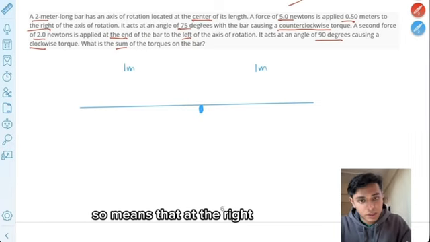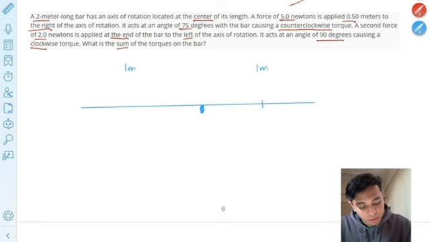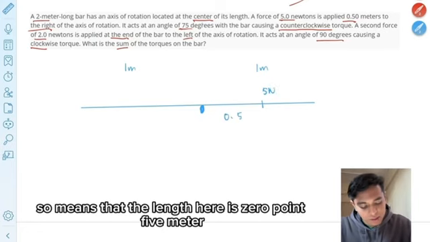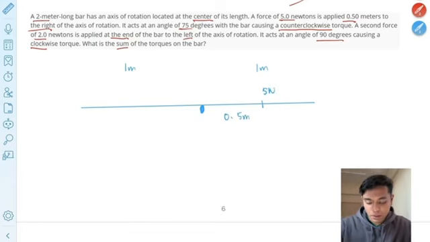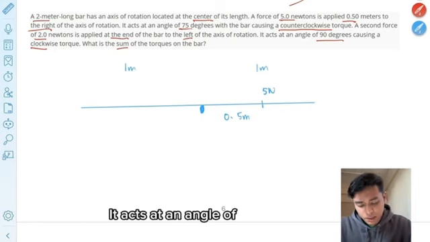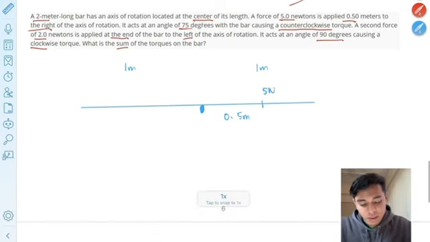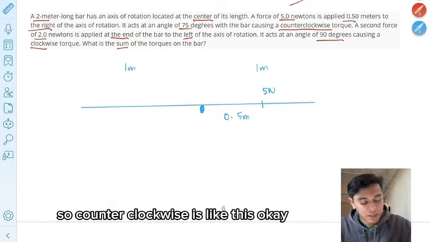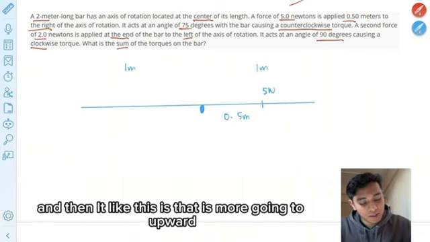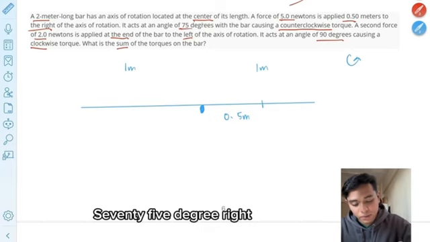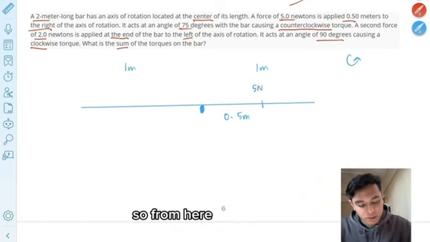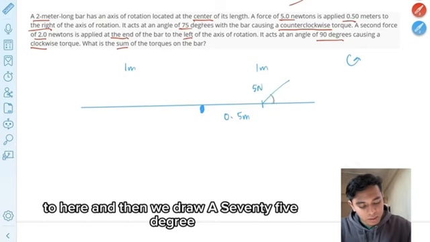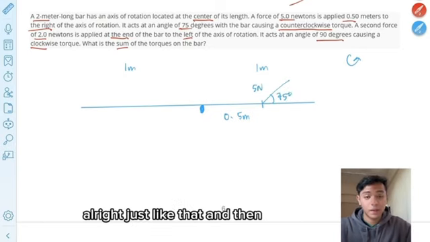So that means at the right there is a 5 newton force applied, and the length here is 0.5 meter. It acts at an angle of 75 degrees with the bar, causing a counterclockwise torque. Counterclockwise is like this, and the force is going more upward. It says 75 degrees, right? So from here to here, and then we draw a 75 degree angle, just like that.